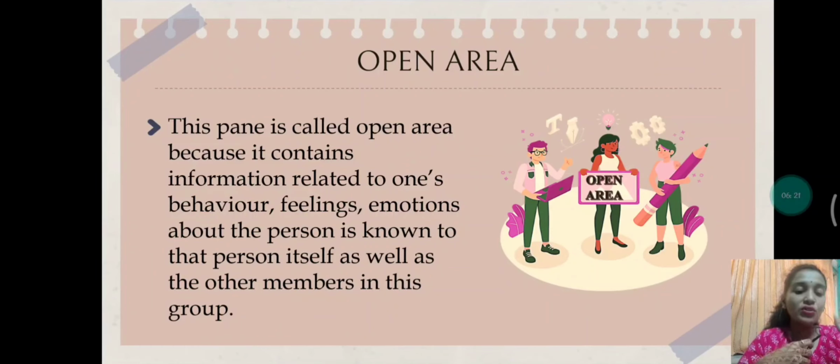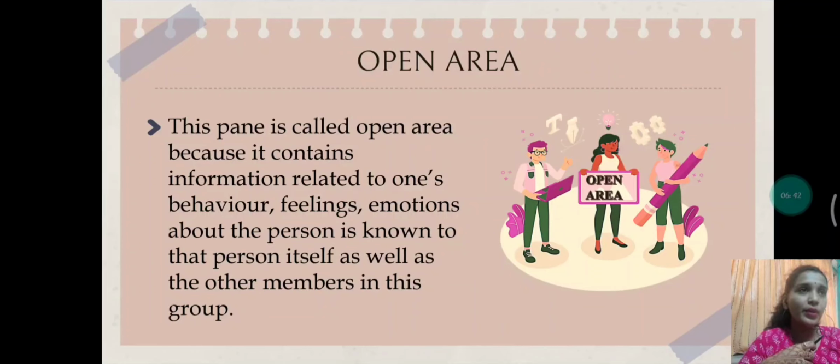Okay, so the open area is the part where you're conscious about yourself. You are conscious about how you're going to react to certain things, how you will feel when certain things happen, or what your attitude is to certain situations. This is known to others.